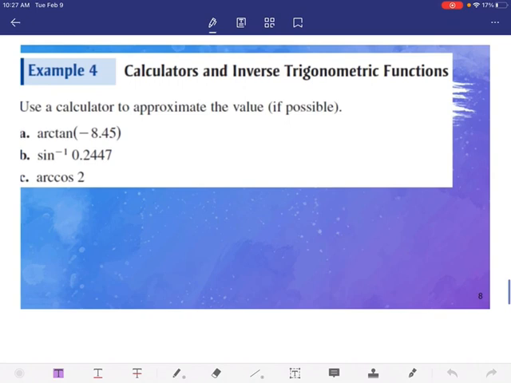Now, when we're using our calculator or when we're talking about real-world applications, usually we're going to be in degrees. So for these problems, I'm going to work them in degrees. So my first problem is arctangent, or tangent inverse, of -8.45. So I'm going to go to my mode on my calculator, make sure that I'm in degrees because that's the mode that I want to be using. Then I'm going to click my second button, my tangent button. Then I'm going to type -8.45, and then I'm going to click enter.